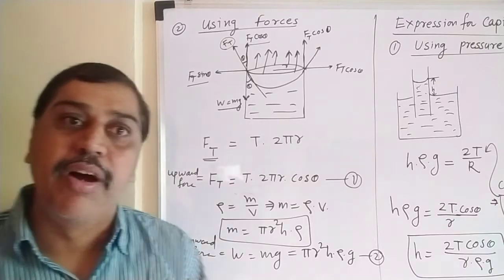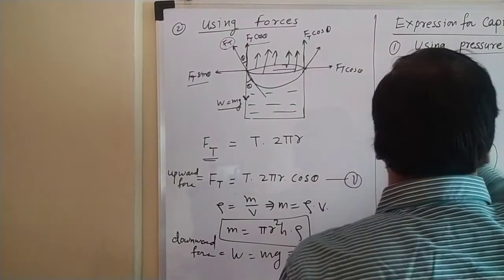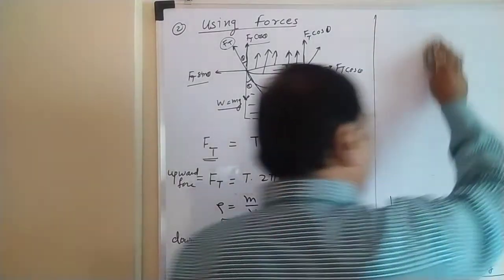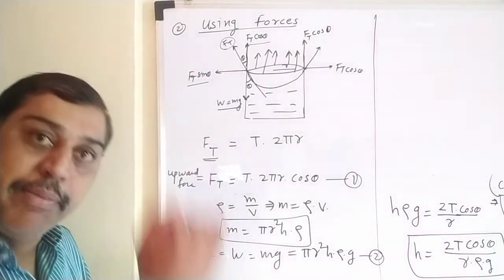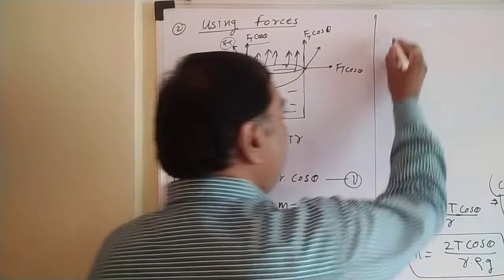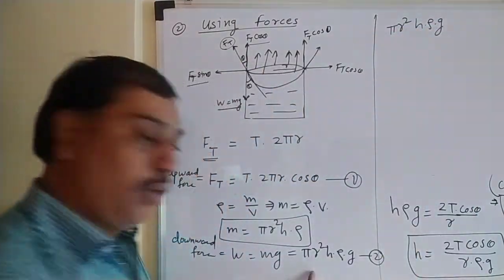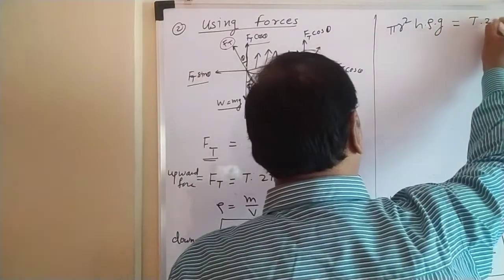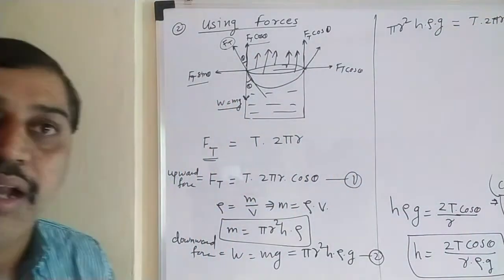The upward force must be equal to the downward force according to equilibrium, so we have to equate them. Equate equations 1 and 2: the upward force must get balanced by the downward force. So we can write here pi r square h rho g, this is equation 2 that I have written. This must be equal to equation 1, T into 2 pi r cos of theta.